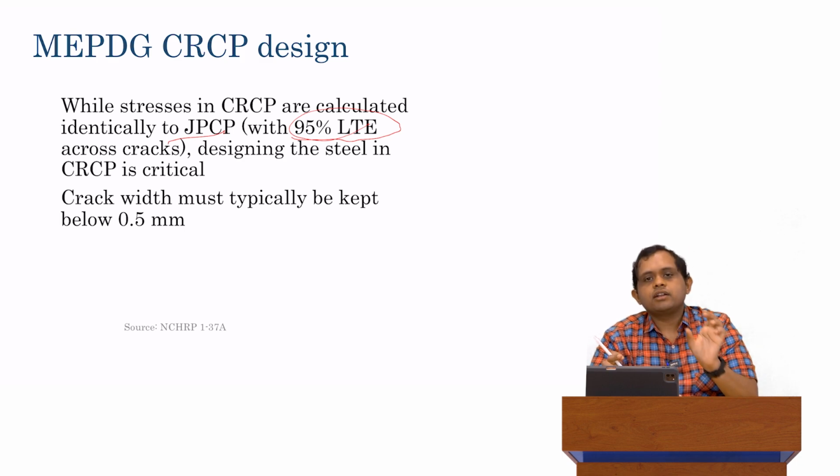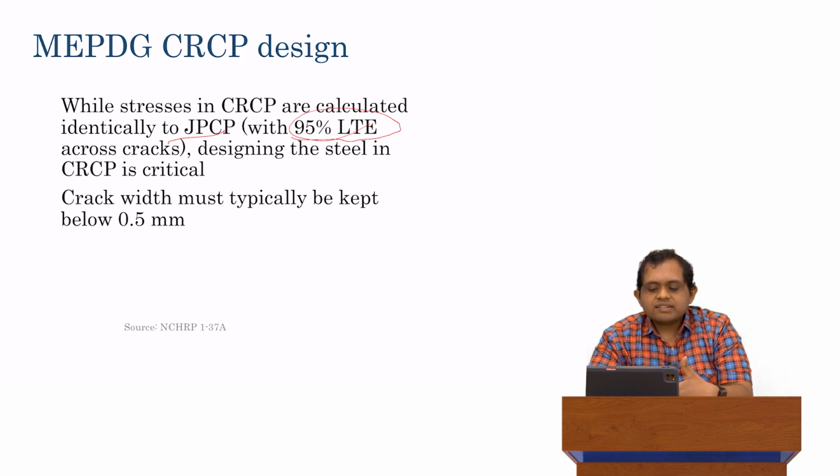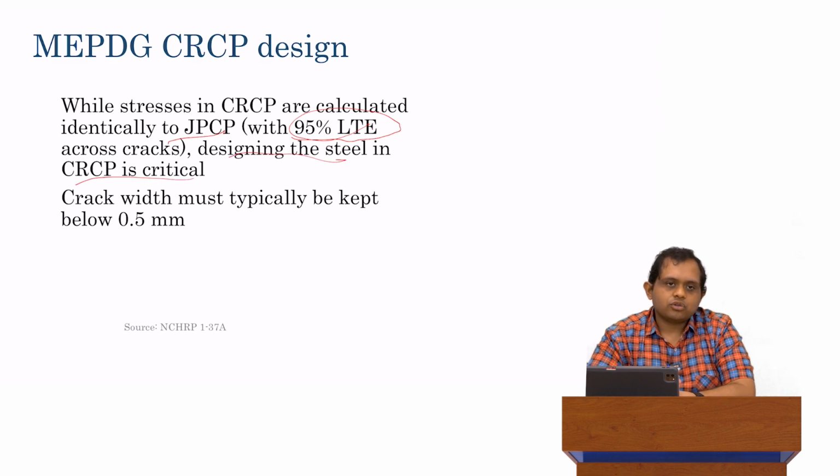That is, we use neural network A1, A2 and neural network B1, B2. Please go back to the previous lecture if you want a summary of what those neural networks are. The design of the steel, however, is highly critical. So that is one significant difference between JPCP and CRCP. We have to talk about the steel, which we generally don't talk about too much, the placement of the steel.